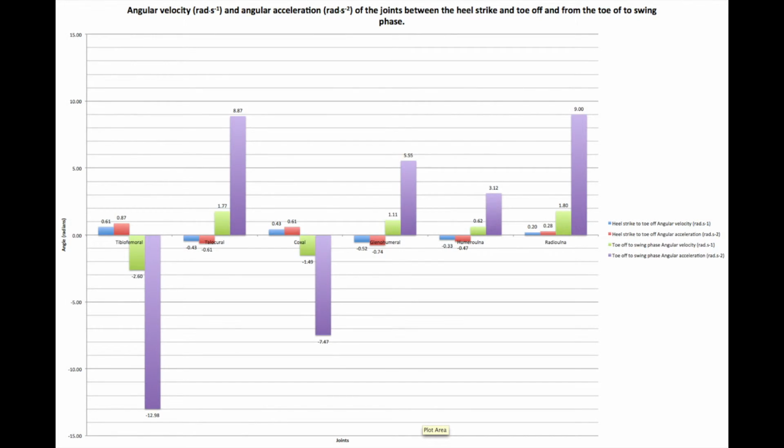This graph shows both the angular velocity and acceleration from the heel strike to toe-off phase and the toe-off to swing phase. As with angular displacement, if the heel strike to toe-off phase is a clockwise rotation, then the succeeding movement is counterclockwise and vice versa.